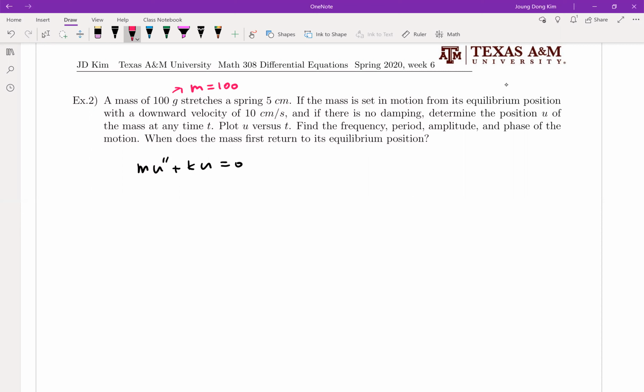And with this mass, your spring is stretched by 5 centimeters, right? With this, we can easily find the spring constant k, by Hooke's law. What is that? mg must be equal to ku, which is displacement.